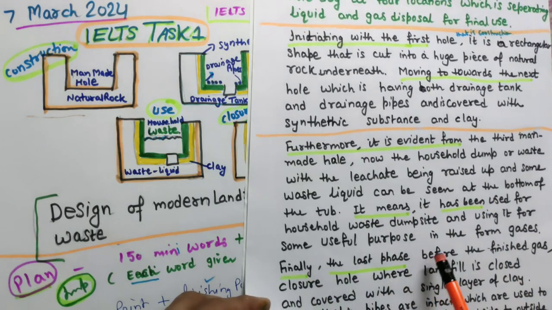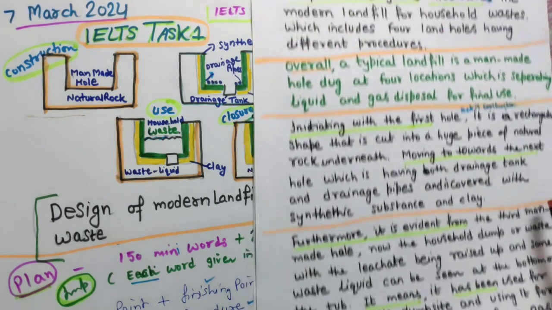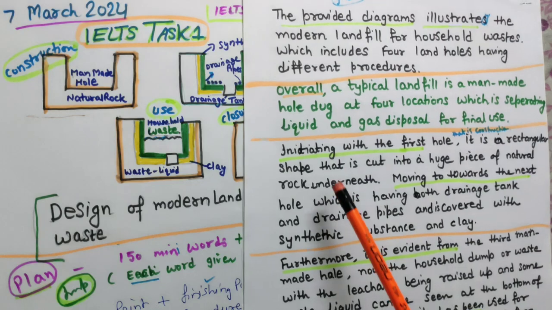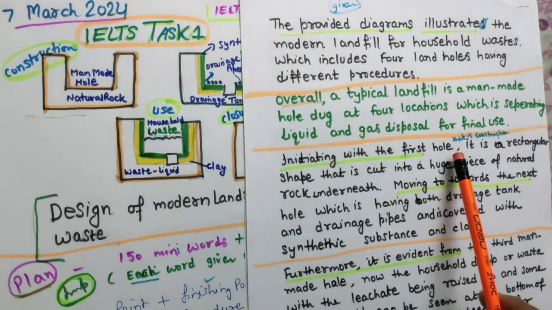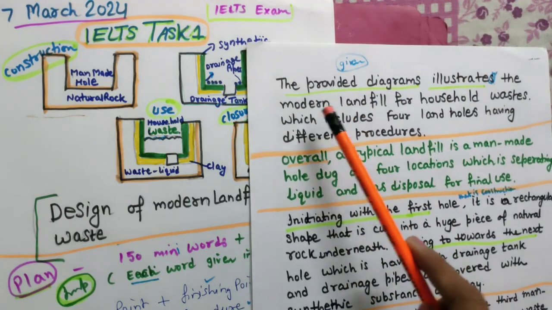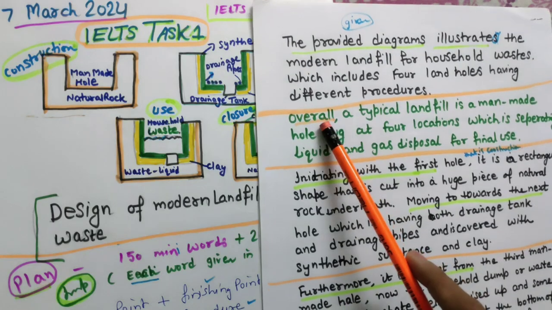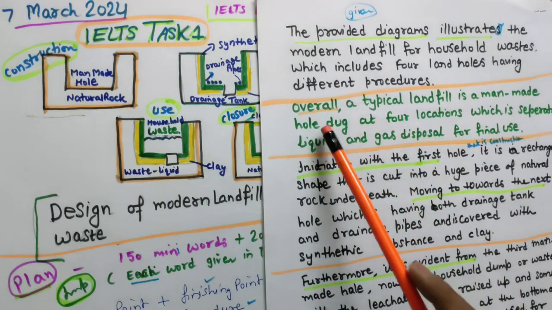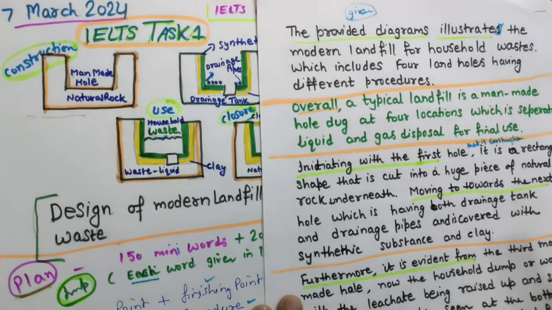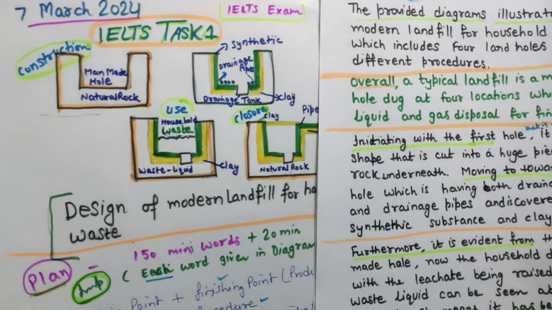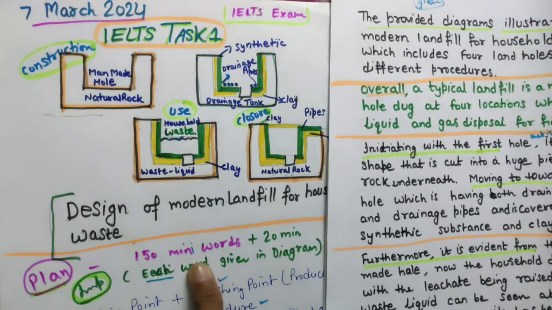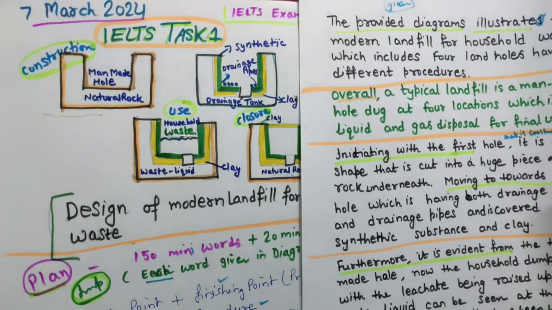Furthermore, it is evident from the third man-made hole, it means it has been used. Finally, the last phase, last step also you can write, moving towards the next step or next, because here it is hole, then I have written hole, initiating with the first hole or initiating with the first process, the provided diagrams, these all are, and overall it can be clearly seen. This I have forgotten. So these are all vocabulary, same things we have to use in every task 1. Now this is for our writing task 1. See this. Now try to understand how I have written. You should also write like that.